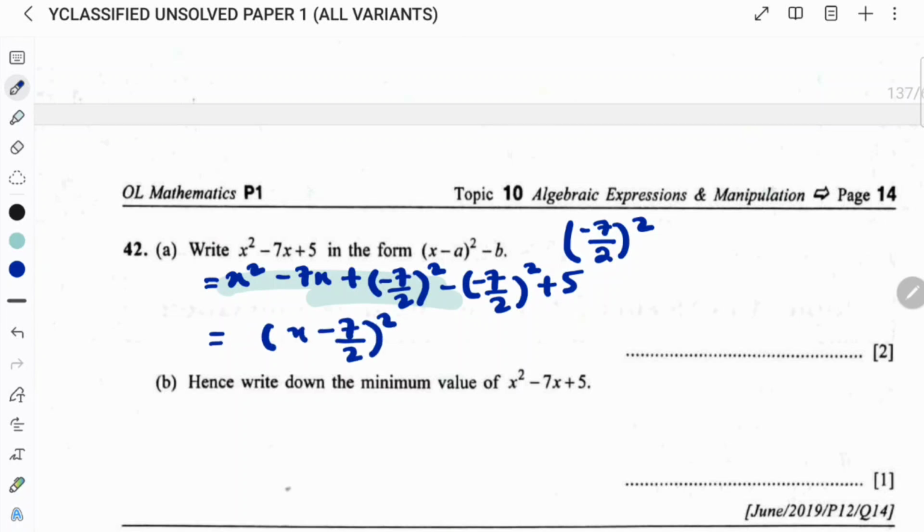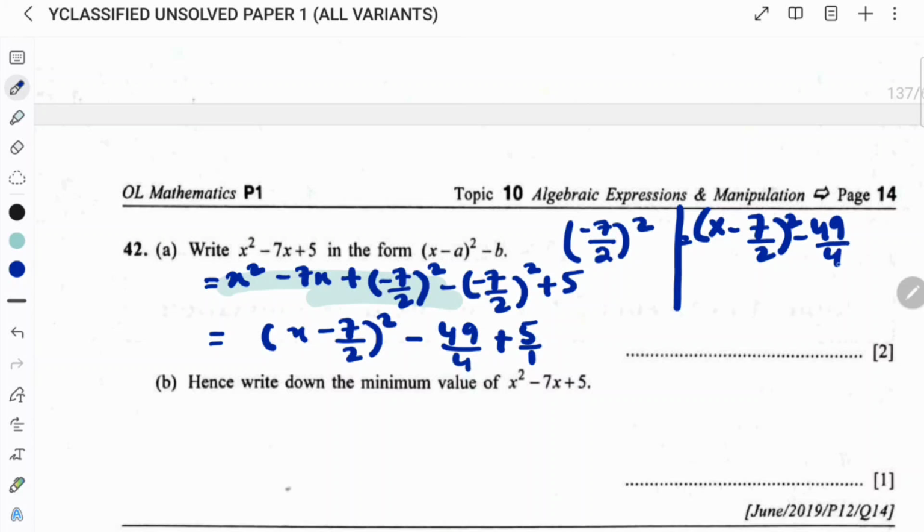2 times AB you know in the middle. And now which is 49 upon 4 plus 5. Okay, so now what do we do? You'll have to take LCM to this side. So this is x minus 7 upon 2 whole square minus 49 upon 4, and you have to multiply with 4 to both of them. Then it is plus 25 upon 4.